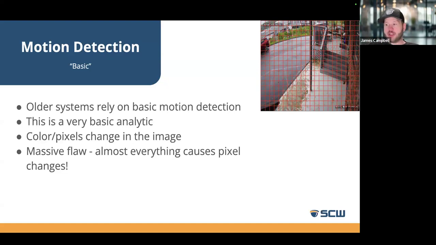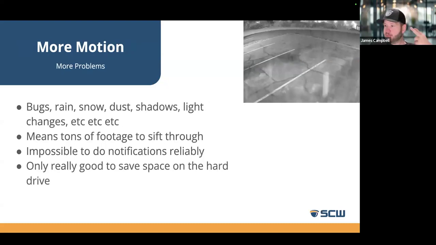So what that eventually means is that every single thing sets off motion detection: rain, bugs, snow, dust, shadows, somebody's headlights going in. If you're often trying to find footage and you don't really know the time period it comes from, it can be very difficult when you're relying on motion detection to actually find footage. And if you're trying to do something like notifications, for example, you want to know when somebody's at your facility or in an area after hours, a lot of times those false positives, those false alerts from a bug being set off, make it really difficult, if not impossible, to get reliable notifications.